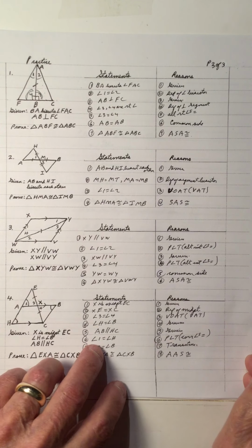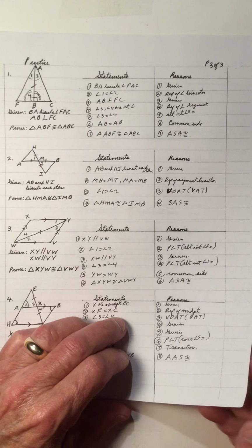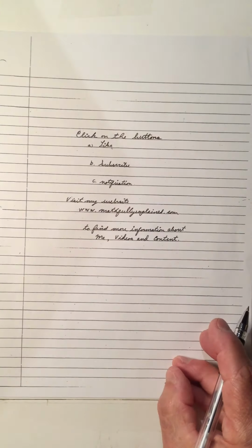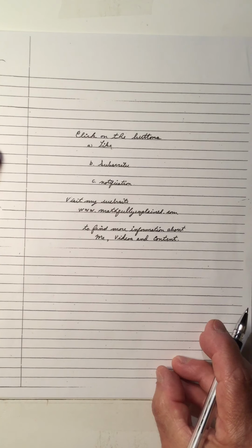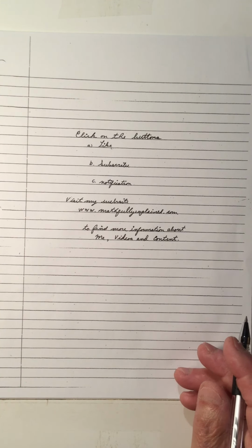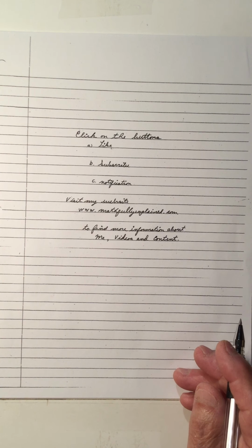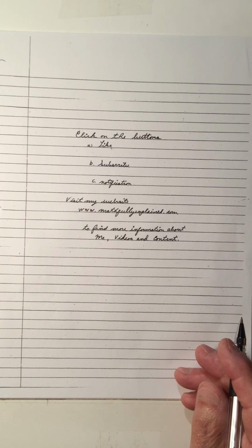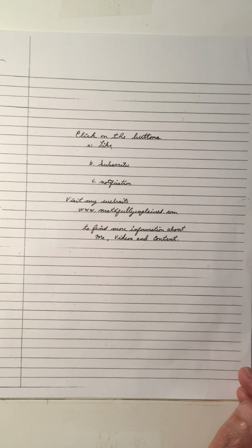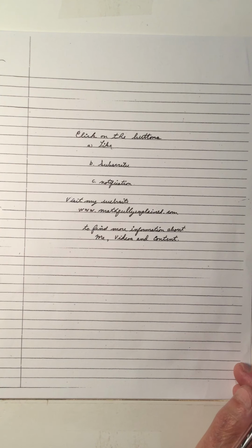So that brings us to the end of proving triangles congruent by all the different ways. And remember, triangles are congruent by SSS, SAS, ASA, AAS, and HL. But they're not congruent by 3 angles equal AAA or ASS.